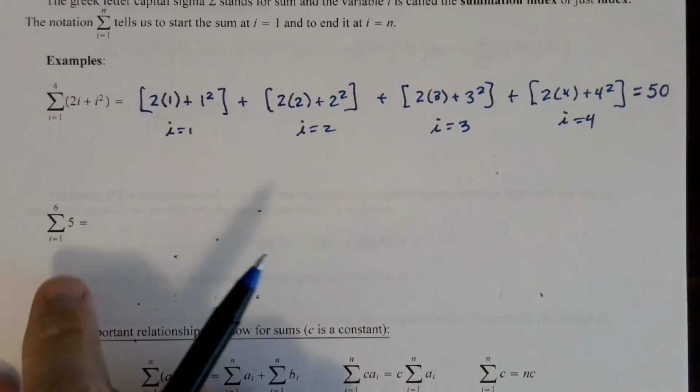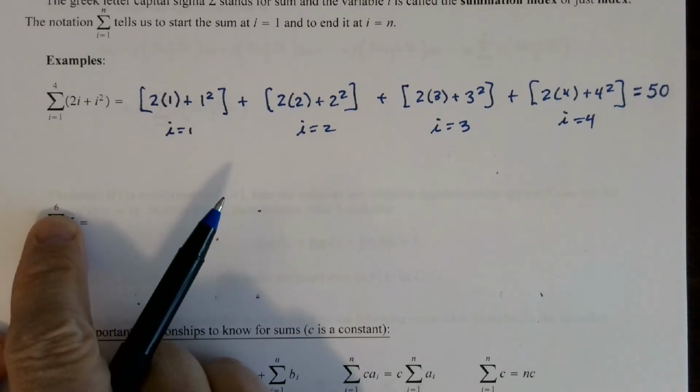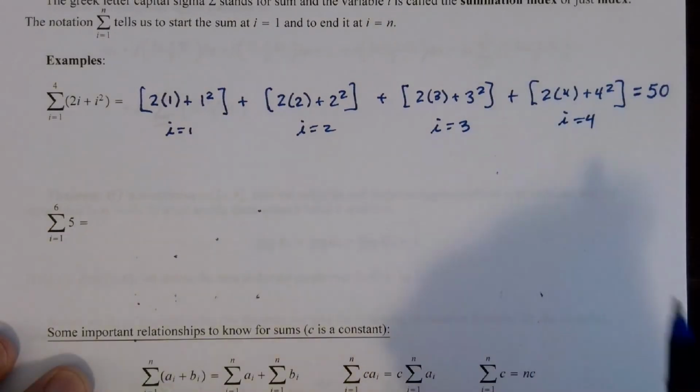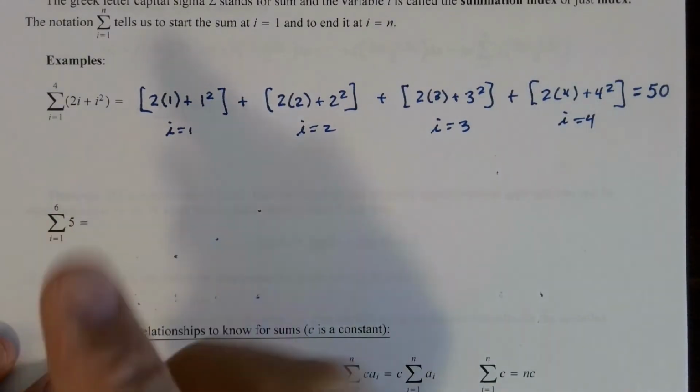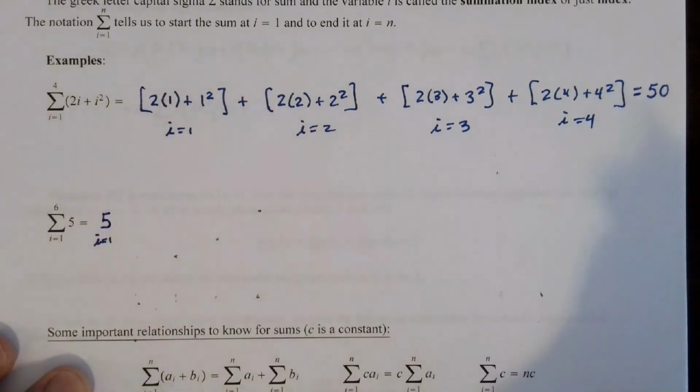Here's one more example. This one, i equals 1 to 6. I'm going to start at i equals 1 and then go all the way to 6, incrementing by 1. But you look here and it's just a 5. There's no i. What if there's no index there? What does that mean? Well, 5 is the quantity. When i is 1, I just have 5.